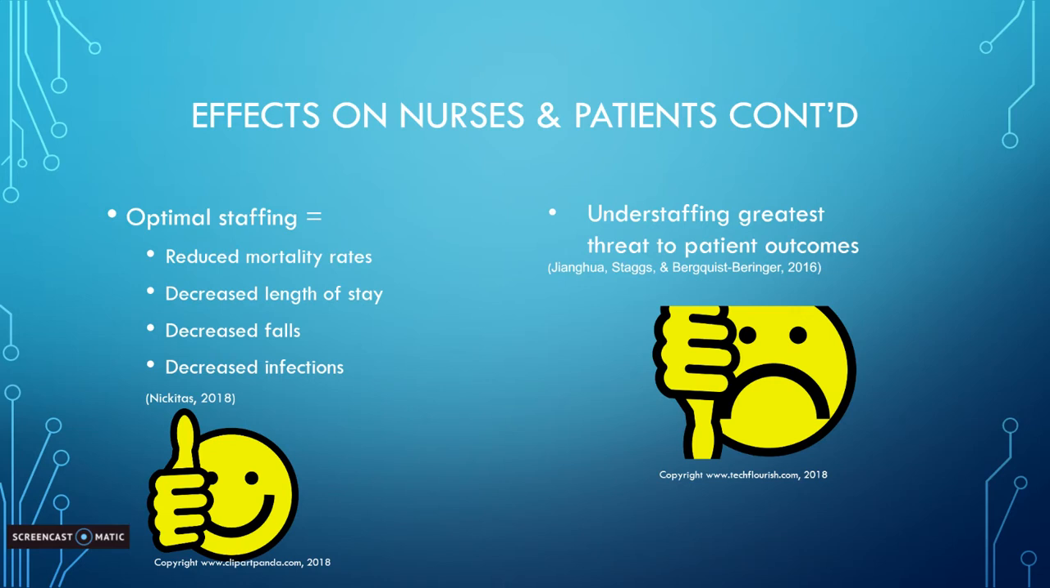Nurses and nursing staff are part of a patient's admission until discharge from the hospital. Appropriate staffing allows for decreased mortality rates, decreased rates of falls and infections, and decreased length of stay. However, understaffing has shown to be the greatest threat to patient safety and patient outcomes. It is important to have optimal staffing so that you decrease the ratio of nurse to patients and provide the greatest care that you can so that you're not putting your patient's safety at risk.